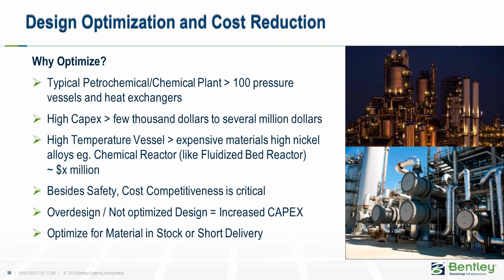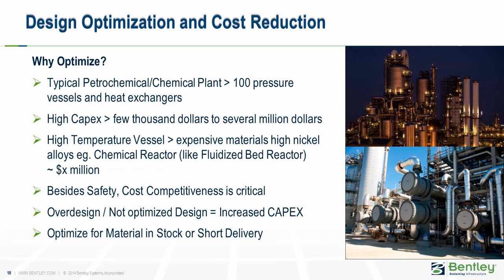So why do we need to optimize the design of pressure vessels after all? In a typical petrochemical complex or a chemical plant, there could be more than 100 pressure vessels of various kinds. The static equipment, which includes pressure vessels, heat exchangers, storage tanks, air coolers, etc., constitute a major portion of the plant's initial capital investment.